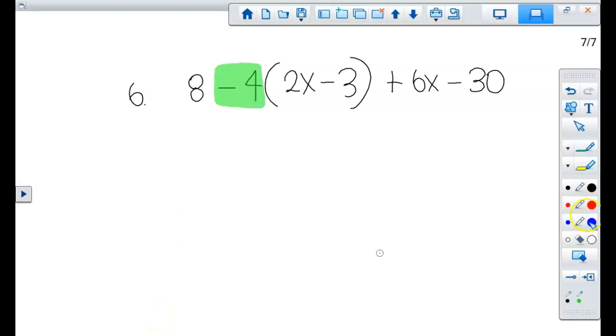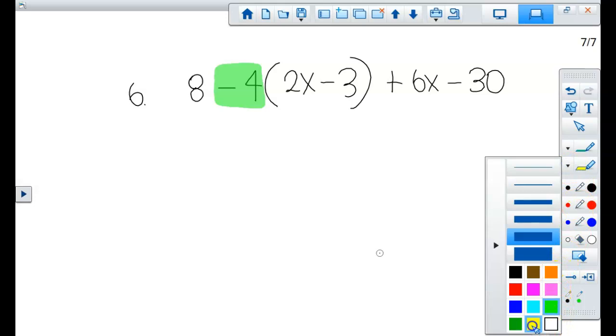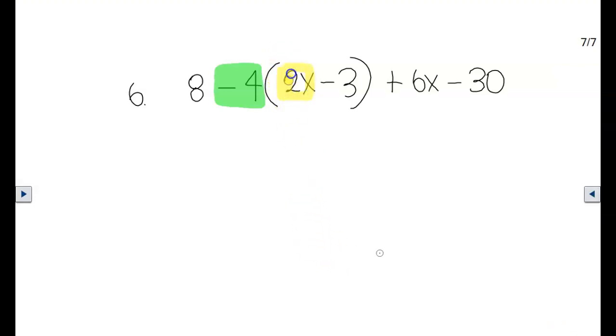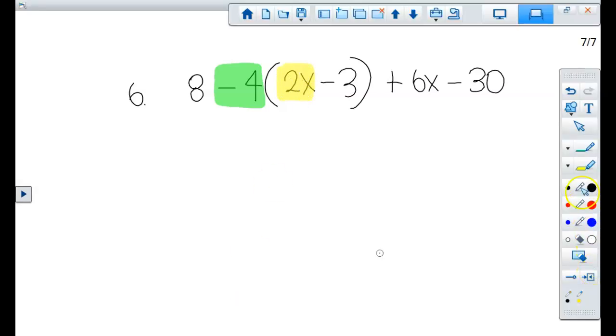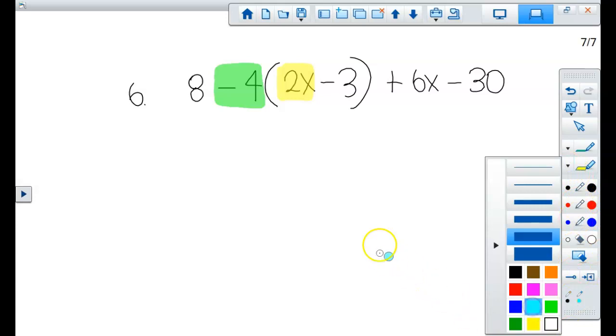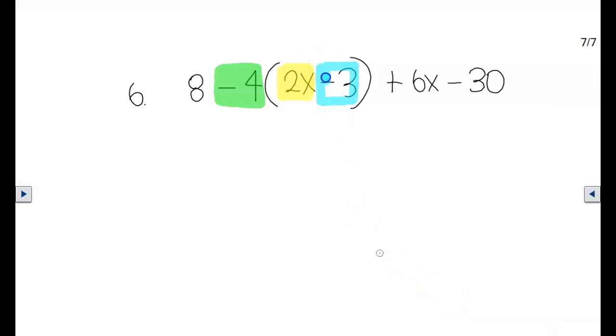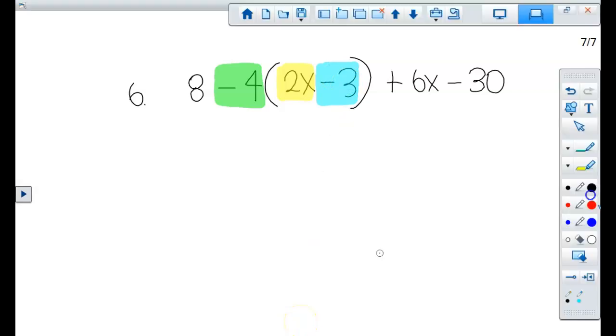Now, he is going to distribute to both members of his group. So who's in his group? Well, 2x is the first member of his group. That's the first thing I see in the parentheses. And then that 3 is going to get to keep that minus that's in front of him. So negative 3 is going to be the second member of his group. So when we distribute, it's a negative 4, because he gets to keep that negative, that's going to distribute to 2x and to negative 3, which are in his parentheses.